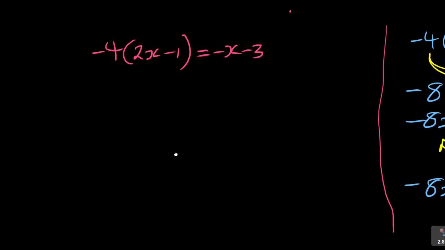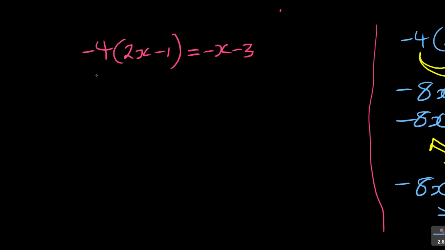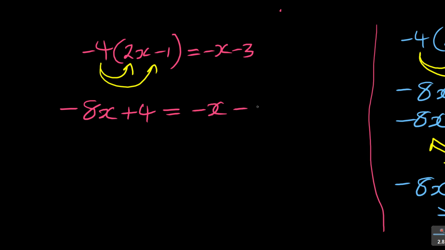Let's look at this one. Let's open again our bracket here. 4 times this and minus 4 times that. So what we have, 4 times this is negative 8x. Don't say 6, it's negative 8. Minus 4 times this is what? Positive 4 is equal to negative x negative 3.